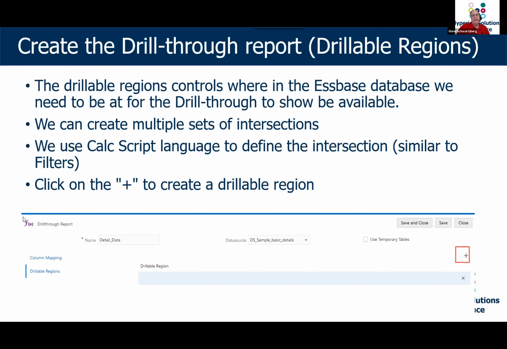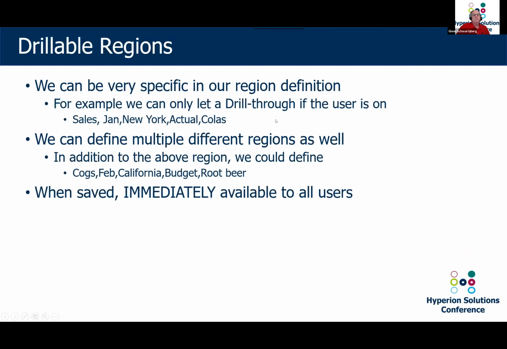So once we create it, you can see here sales, actual, New York, actual, colas, and we could assign multiple ones. This is another region I defined. Once I save it, the drill through report is available immediately to all users. So they'll see the drill through report if they're on a proper intersection. You don't have to log out and log back in. You don't have to flip any switches, any of that. It's going to all be there right away.